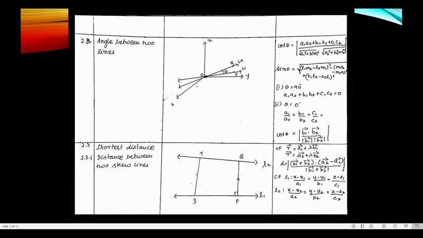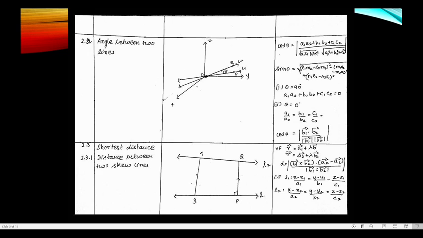And the next is shortest distance. Shortest distance between two skew lines. Skew lines are the lines present in different planes, and they never intersect. Vector form of it is r vector is equal to a1 vector plus lambda into b1 vector, r vector is equal to a2 vector plus lambda into b2 vector. Here the distance formula is d is equal to the whole modulus of (b1 vector cross b2 vector) dot (a2 vector minus a1 vector), the whole divided by modulus of b1 vector cross b2 vector.